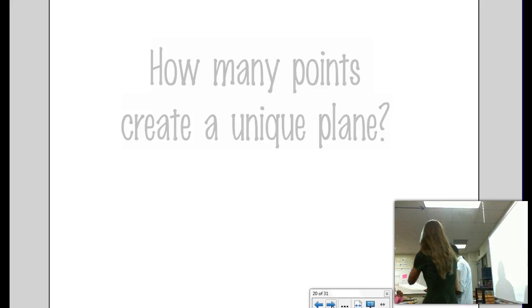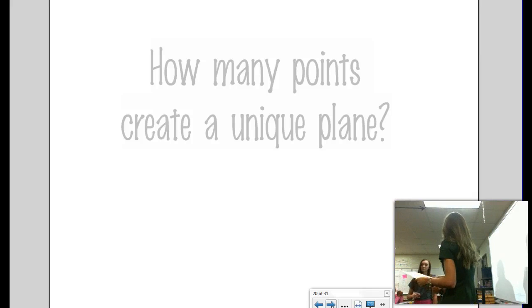Let's try 2. Just stand right by him so the class can see. Perfect. Put them close enough where I can reach them both. Okay. Boom. There's my plane. But can I rotate it and still touch both of them? How many planes can I put through both of those points? Infinite. I could put an infinite number of planes and still touch both of those points.